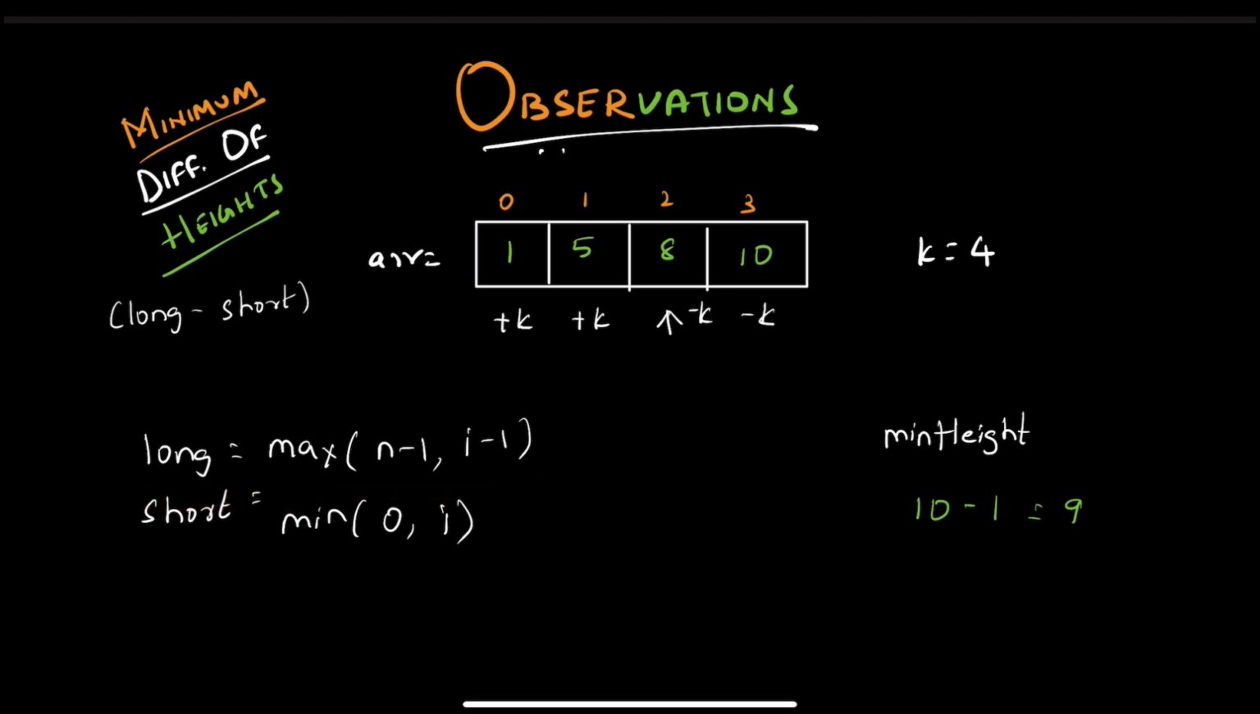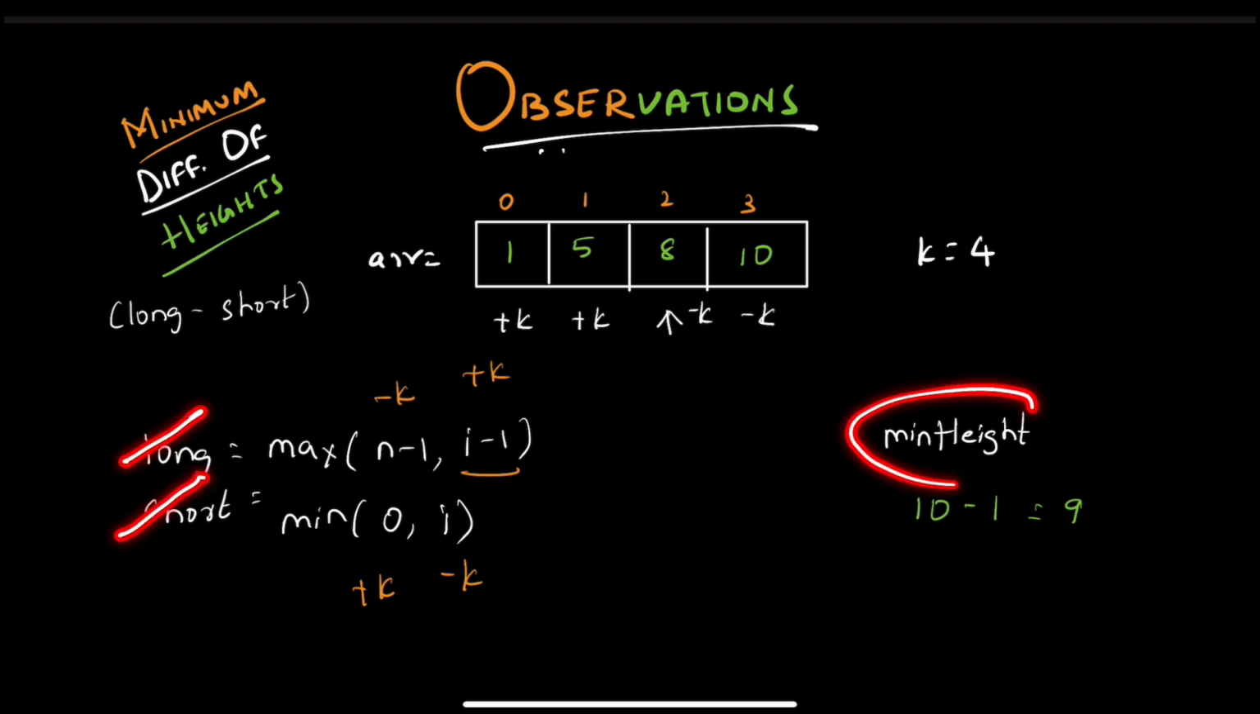Now in the long height equation, at n minus 1 we are decrementing it by k, right? And at i minus 1 we are incrementing it by k. And similarly for the short height, at the 0th index we are incrementing it by k, and at the ith index we are decrementing it by k to find the minimum height. So after we get the long height and short height, we can minimize our minimum height by solving this equation. So this is the main thing that we needed to figure out, right?